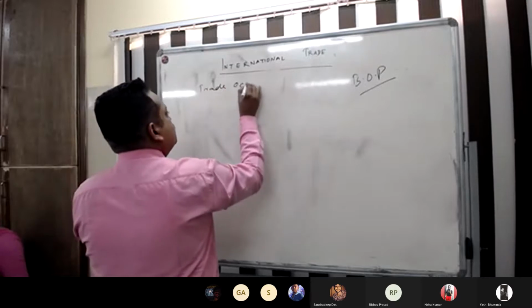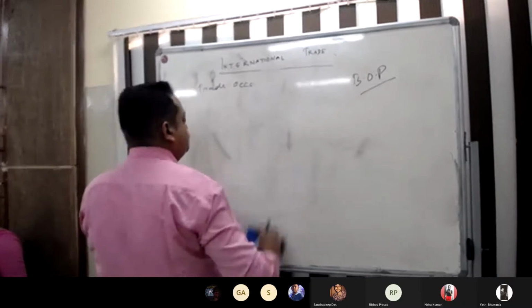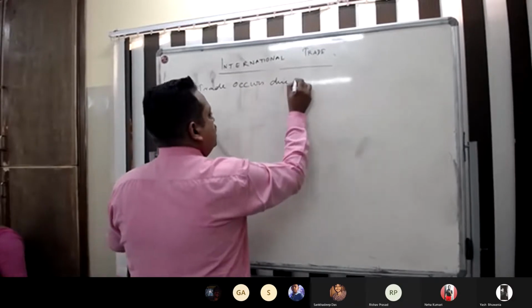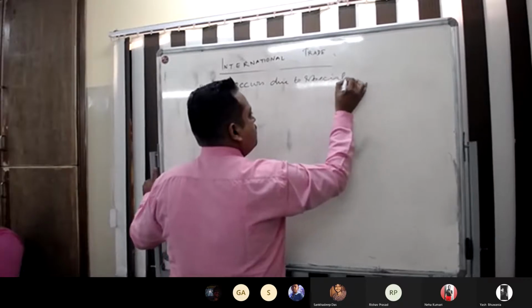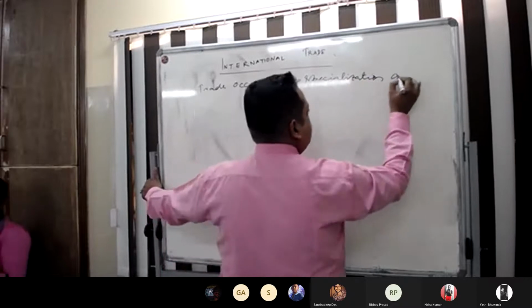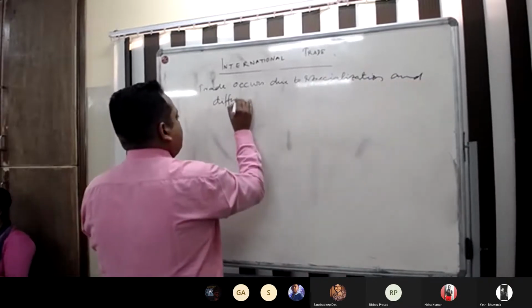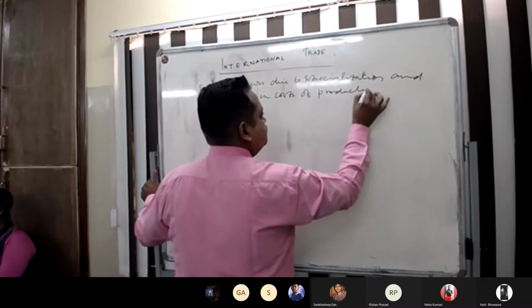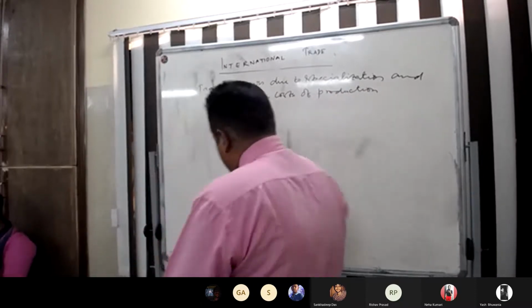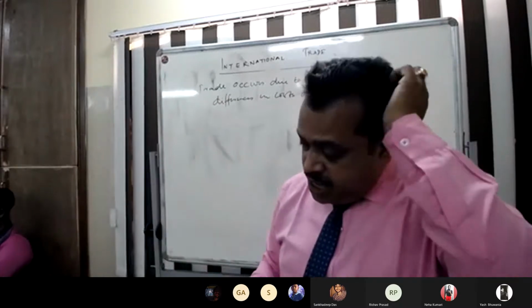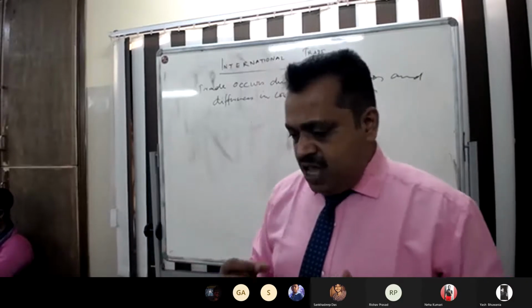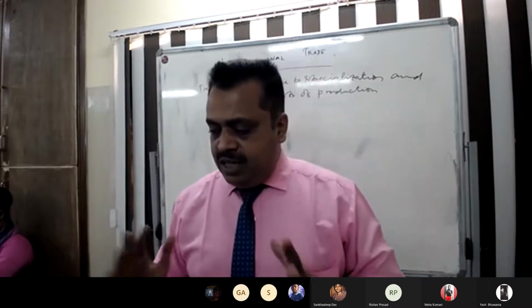Trade occurs due to specialization and differences in cost of production. So the basis of international trade is specialization and the cost of production. How can it be defined? Suppose there are two countries. One country is, say, India, another country, say, Japan, for example, or any other country.